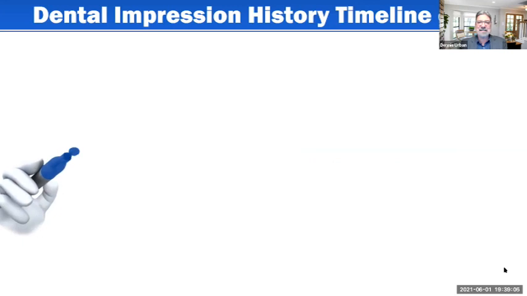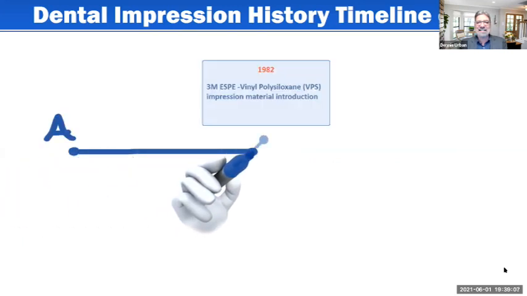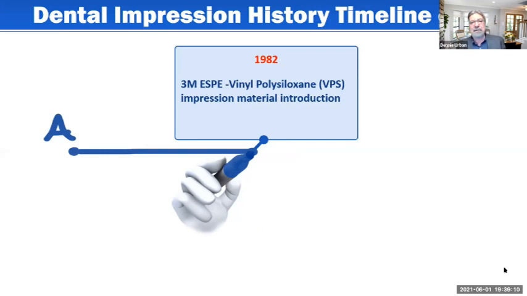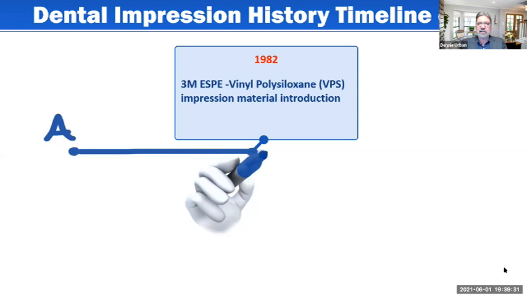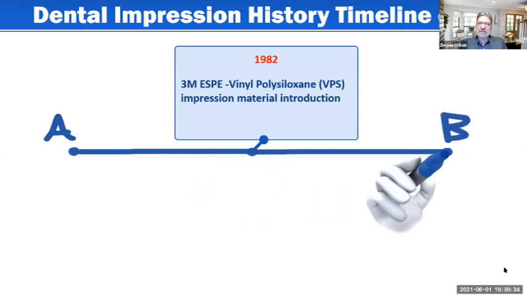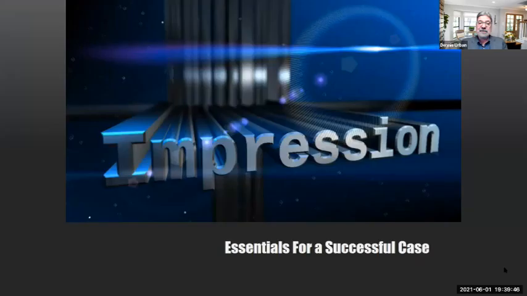And finally, back in 1982, 3M ESPE came out with vinyl polysiloxane, or VPS impression material. And they've advanced and improved the material over the years. All different companies jumped on the bandwagon, and they really got these impression materials to the point where they're so exact, if you're utilizing the right material and the right company, for a successful impression. So that's a pretty cool timeline from when it first started to where we are now. That's 1982, but even from 1982 till now, that 3M vinyl polysiloxane material has been improved by a number of companies. So we're going to talk about that in a minute.